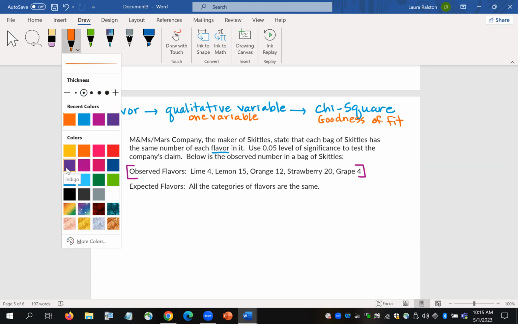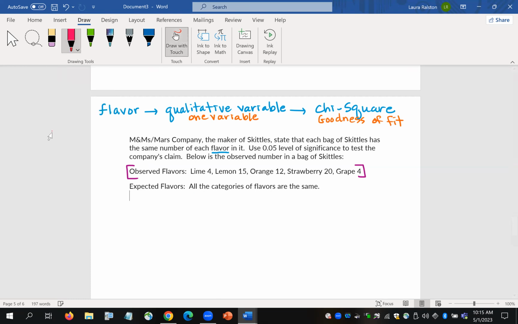This particular problem also gives you the hypothesis in two different ways, because it says they state that each bag has the same number of each flavor in it, and we want to test that claim. But then it also restates that here next to expected. We can use the phrase, all the categories of flavors are the same.